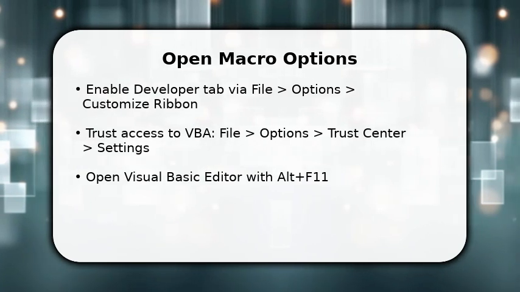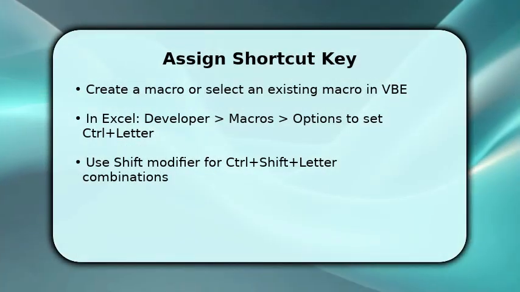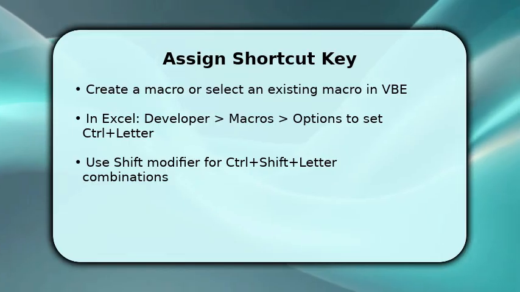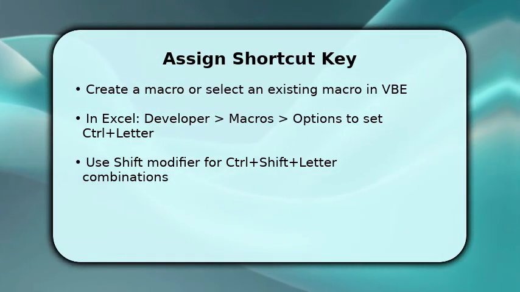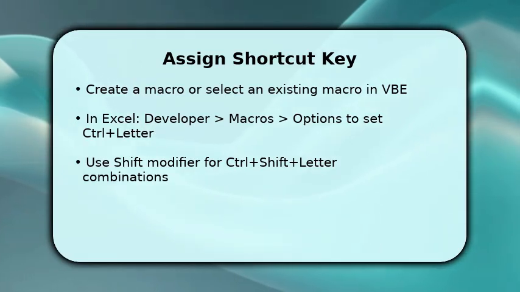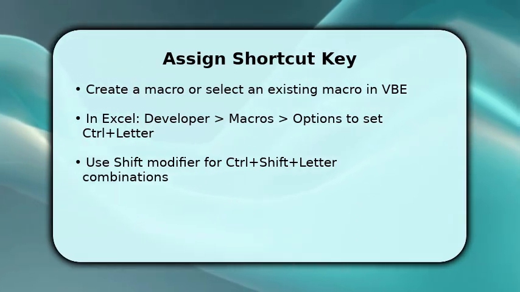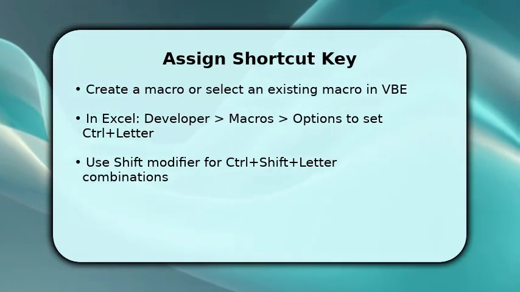Now assign the shortcut to the macro you want. Back in Excel, choose Developer Macros, pick the macro, and click Options to set a Control plus letter shortcut. This maps a key combination to your code. If you need a less common combo, add Shift to use Control plus Shift plus letter.